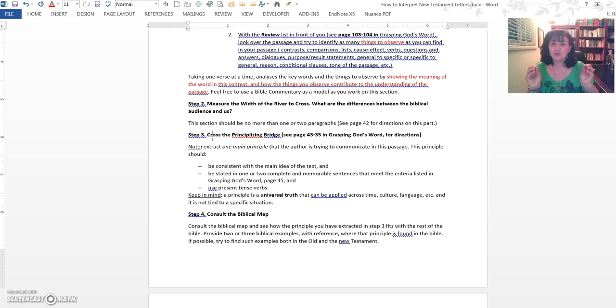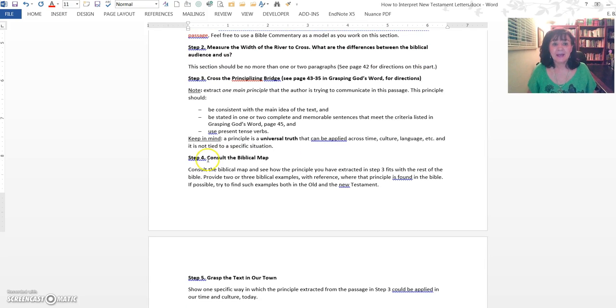So, and you want to formulate it as a truth statement. So it's going to be like a philosophical thought. And you need to formulate it. And after you extract that principle, then you go to the next step and consult the biblical map. What does that mean? You want to see if that principle that you have extracted is truly biblical. So you want to look in the Bible and see if it's consistent with the rest of the Bible.